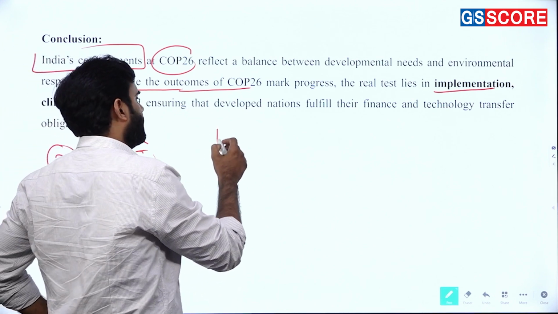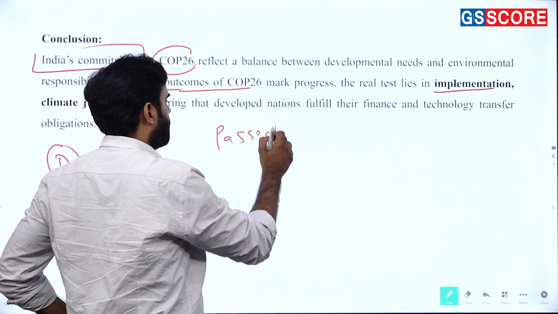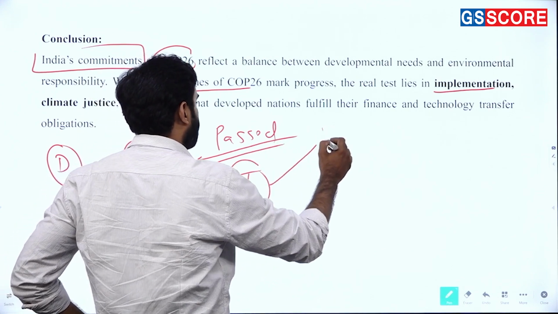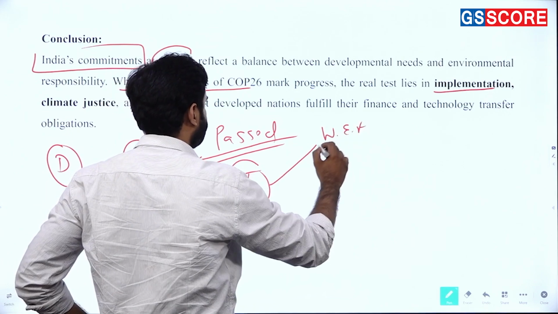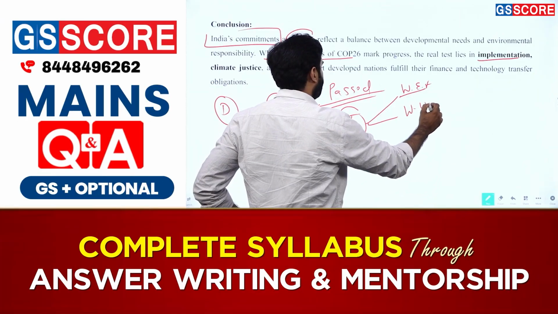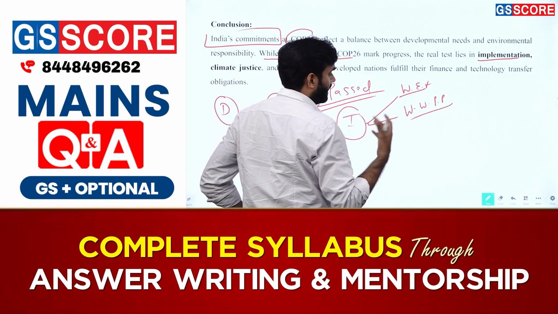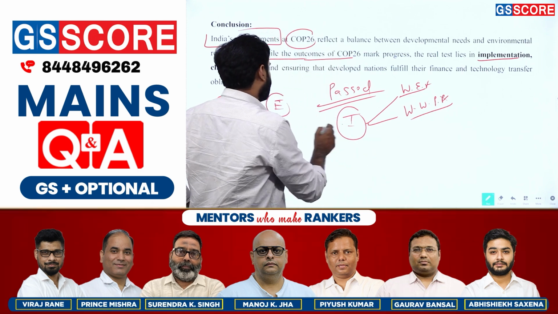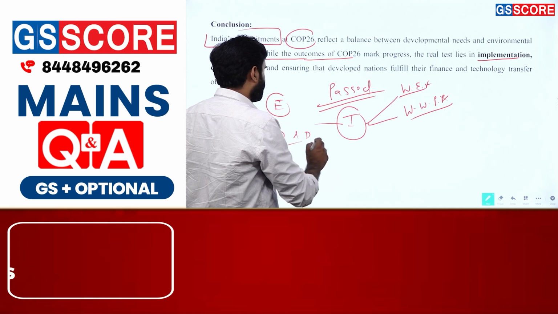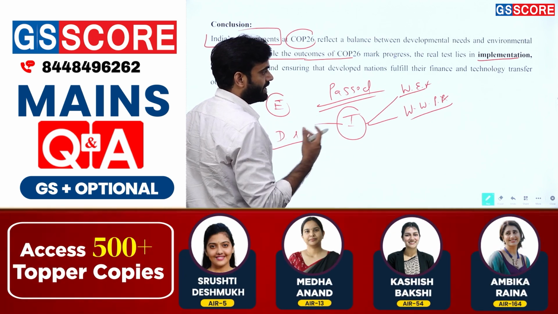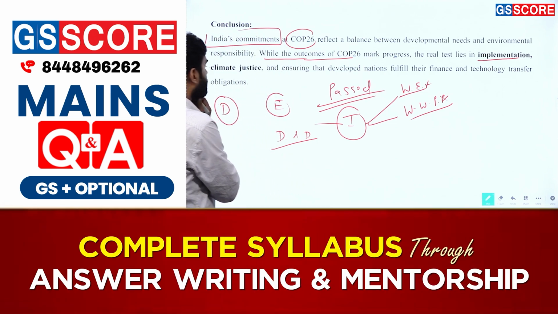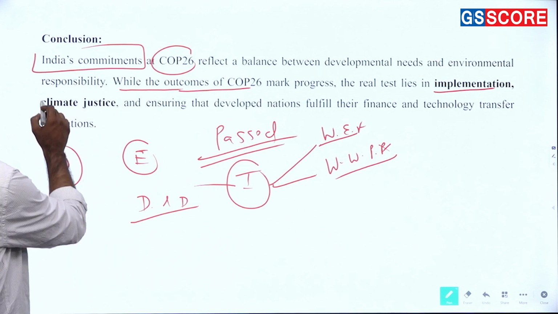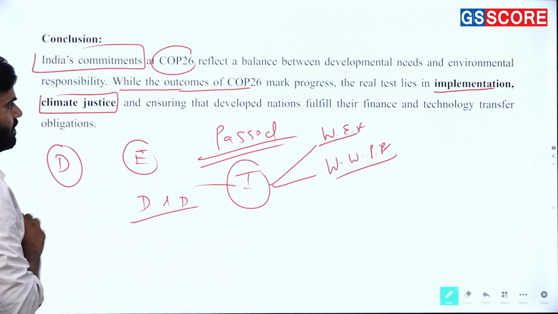You passed our resolution, there is no doubt. But whenever we talk about implementation, you will find the weak enforcement, weak political will, and the tussle between developed and developing nations like USA and China, USA and India. So here we can say the most important thing is implementation for climate justice. This is the second line.